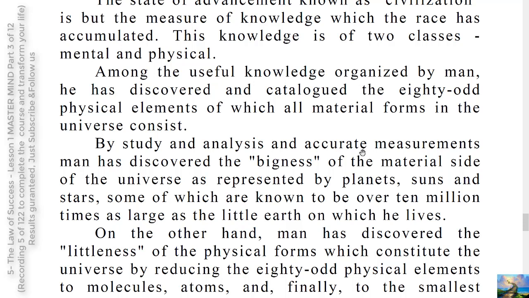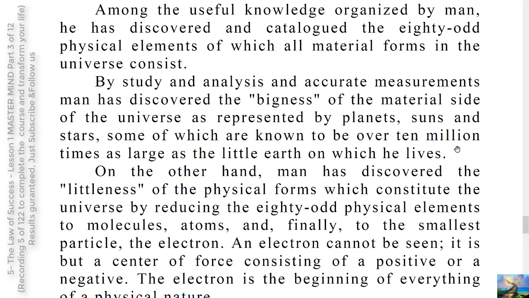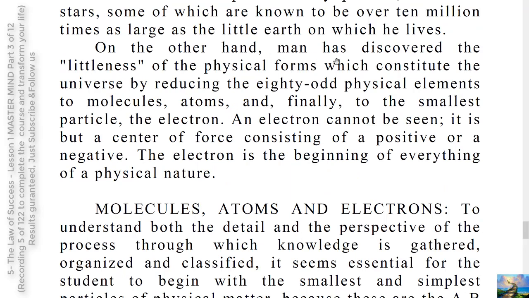By study and analysis and accurate measurements, man has discovered the bigness of the material side of the universe as represented by planets, suns, and stars, some of which are known to be over 10 million times as large as the little earth on which he lives. On the other hand, man has discovered the littleness of the physical forms which constitute the universe by reducing the 80-odd physical elements to molecules, atoms, and finally to the smallest particle, the electron. An electron cannot be seen. It is but a center of force consisting of a positive or a negative. The electron is the beginning of everything of a physical nature.